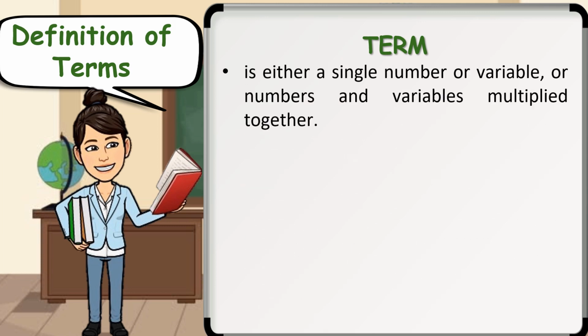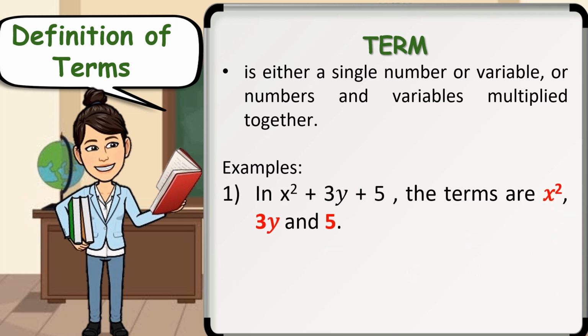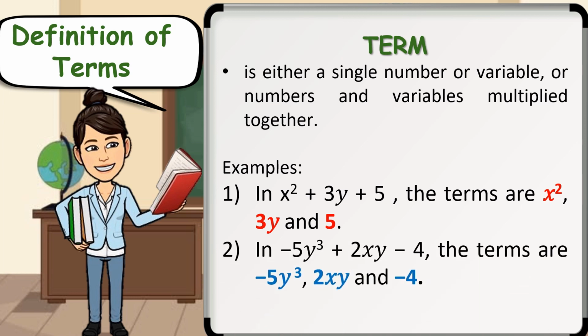A term is either a single number or variable, or numbers and variables multiplied together. Example, number 1. In x squared plus 3y plus 5, the terms are x squared, 3y, and 5. Number 2. In negative 5y cubed plus 2xy minus 4, the terms are negative 5y cubed, 2xy, and negative 4.